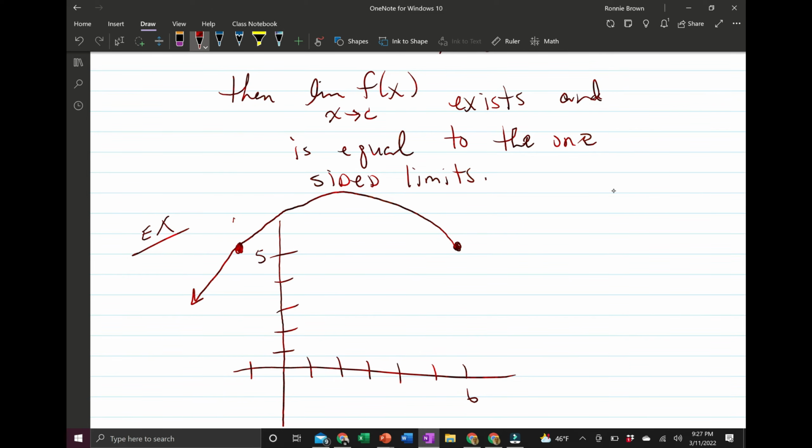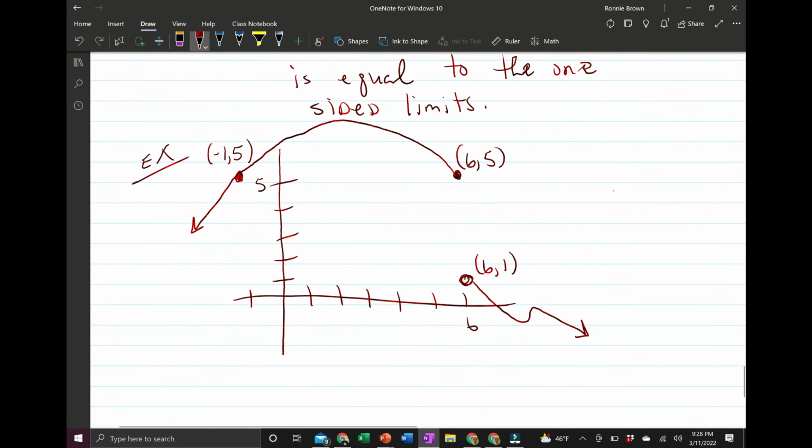I'll call this point right here -1, 5. And I said this was 6, 5. Let's clean that up a little bit. All right, -1, 5. Yeah, that's much better. And then I'll put another piece to the function over here at 6, 1, and we'll have a little hole right there. It's 6, 1, and maybe it'll go down and up a little and then back down, something like that.